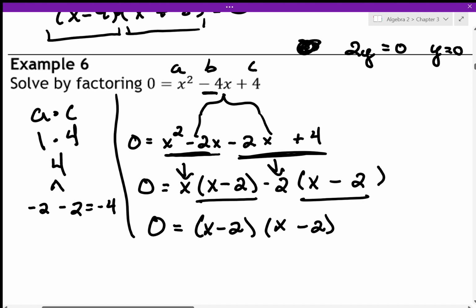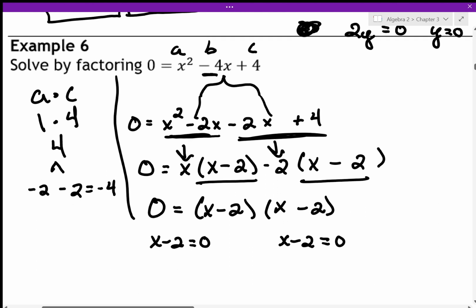And we see there that we have some duplicates, right? They're both x minus 2, which is kind of neat. We split it up and we have x minus 2 equals 0, and then another x minus 2 equals 0. Right now, we can just say I only care about one of these because they're going to give me the same answer. Both of them say x equals 2. And that's my answer, x equals 2.